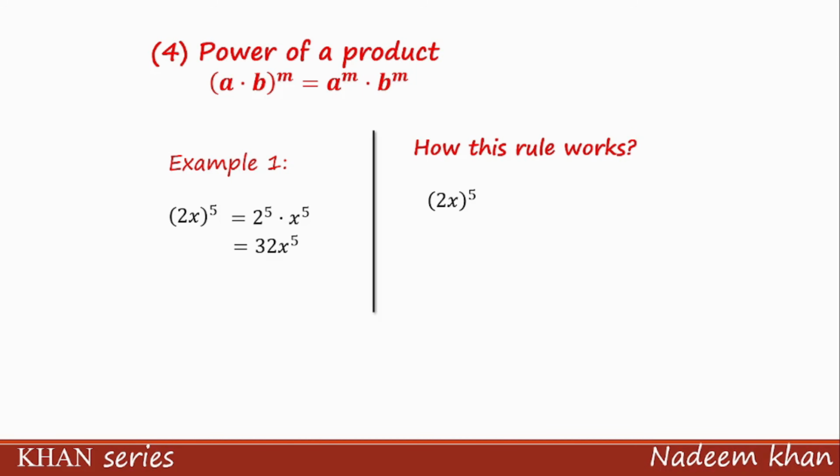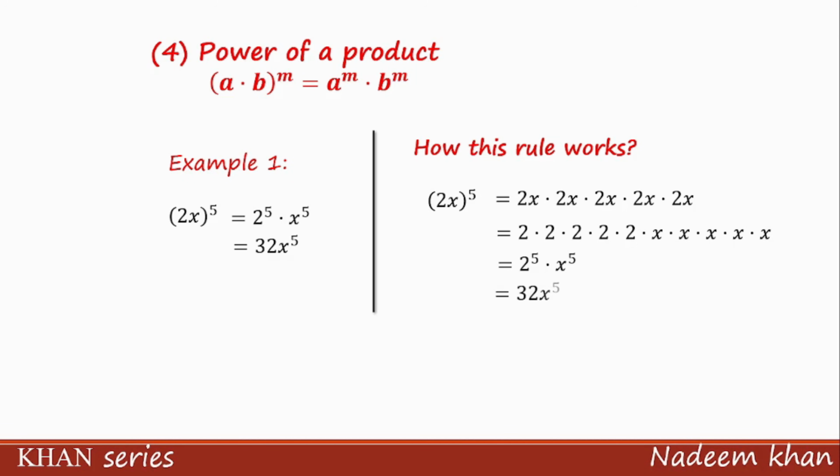2x whole power 5. The exponent 5 means the base 2x is multiplied by itself 5 times. We group the numbers together and the variable together. 2 is multiplied by itself 5 times and the variable x is also multiplied by itself 5 times. We get 2 to the power 5 times x to the power 5, which is 32x to the power 5, which is exactly what the rule gave us.